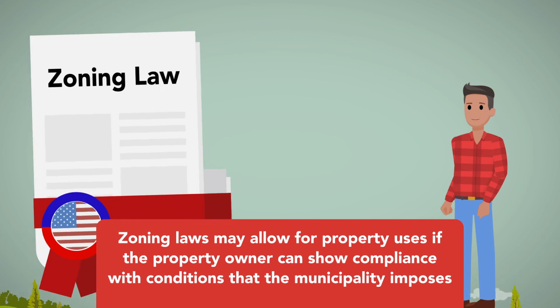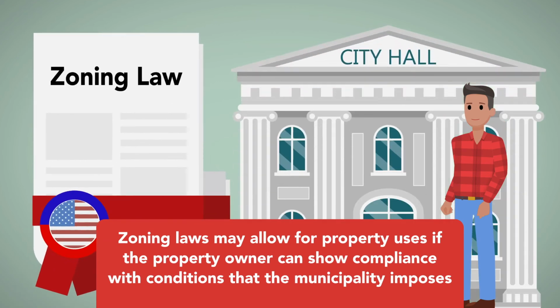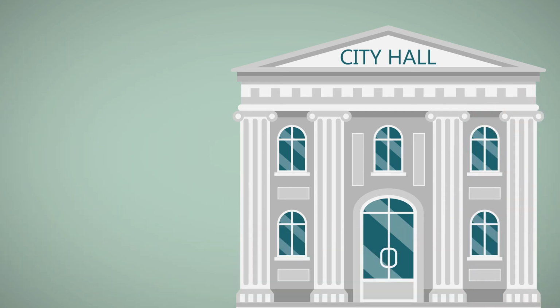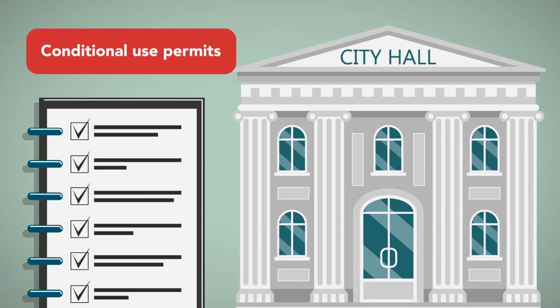Alternatively, zoning laws may allow for property uses if the property owner can show compliance with conditions that the municipality imposes. Some municipalities give property owners the right to apply for conditional use permits to authorize what would otherwise be impermissible uses without changing the nature of the zone itself.